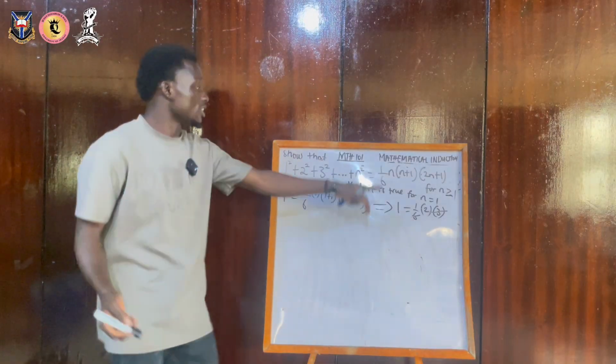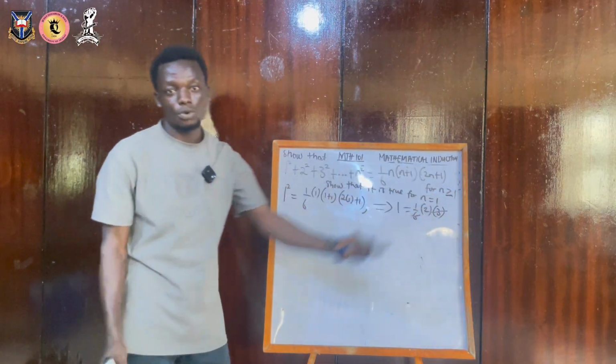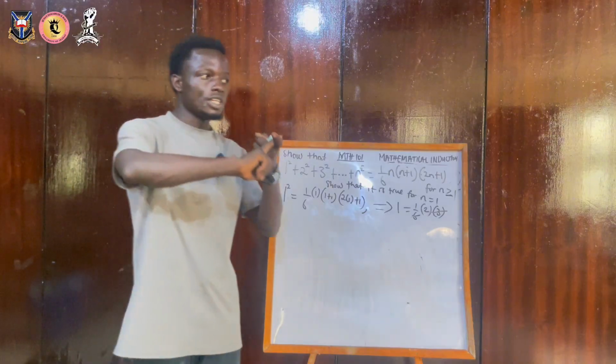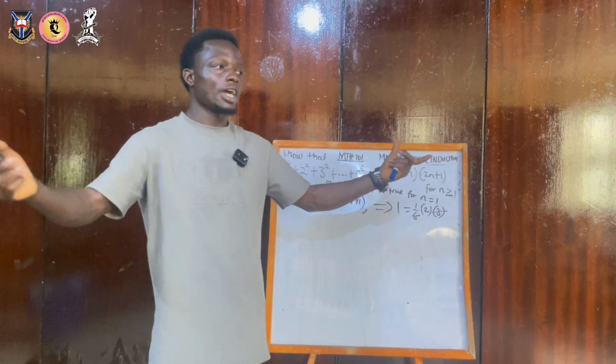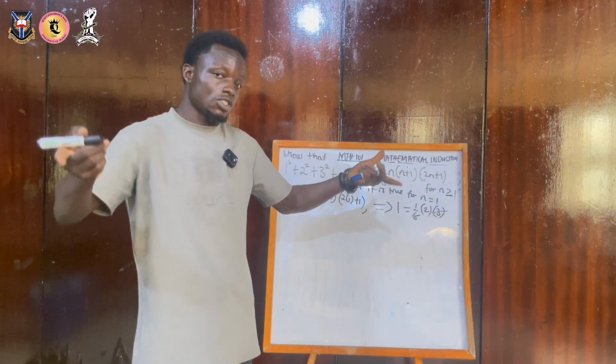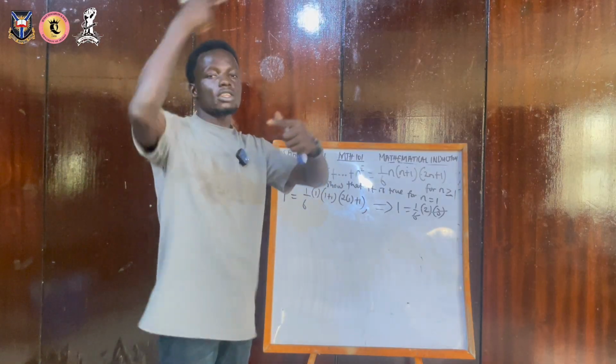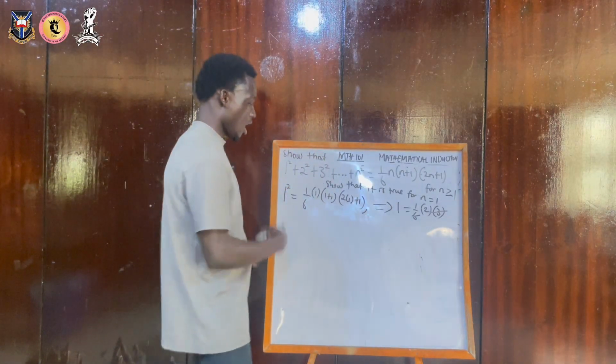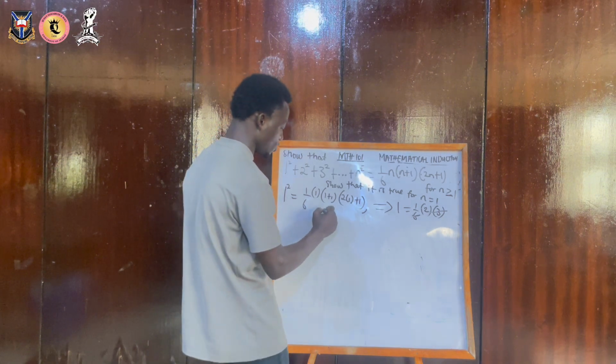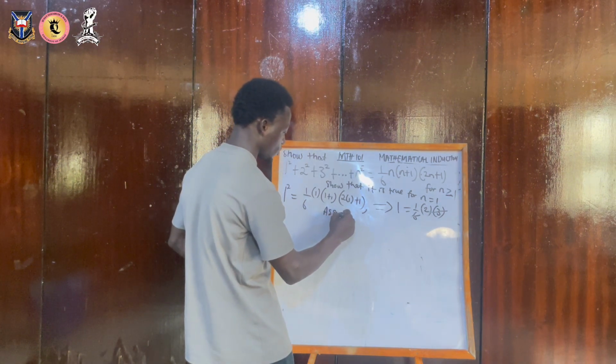Now, we can't conclude that it's true for all n greater than or equal to 1. Before we can do that, we need to check if it's true for a particular big number k. We need to assume that, and if we can assume that, we also need to check if it's true for the next number after that big number k. Now, our hypothesis: assume that it's true for n equals k.